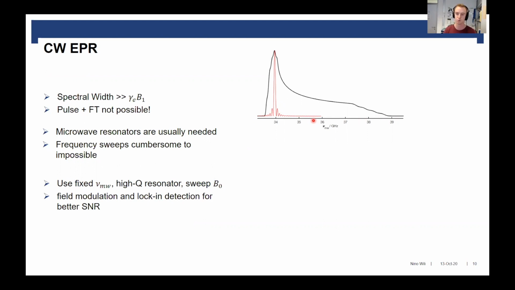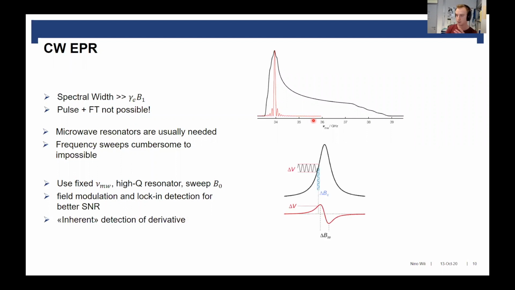And what we usually do on top of this is that at every field point, when we detect, we modulate the field a little bit. And this gives you basically a better SNR, and it gives you the derivative. So let me explain this shortly.